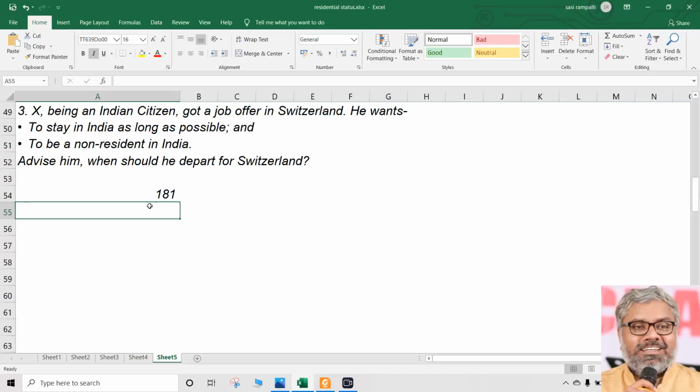So, if his intention is to stay in India as long as possible and also still be called as non-resident, there is a possibility for this guy because he is in the exceptional categorization. He can stay in the previous year for 181 days, but still he can be called as non-resident in India. Of course, if he stays for one more day, he will become resident. So 181 days is okay. If he stays 181 days, he still becomes a non-resident in India. Now simple logic. 181 days means when he has to depart for Switzerland, he is asking.